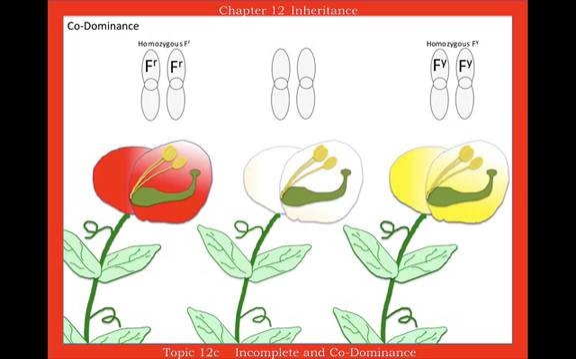In the case of codominance, a heterozygote will have two working alleles, both producing a product. The two products intermingle to produce a single phenotype. In this example, the red and yellow pigments mix and it appears orange.